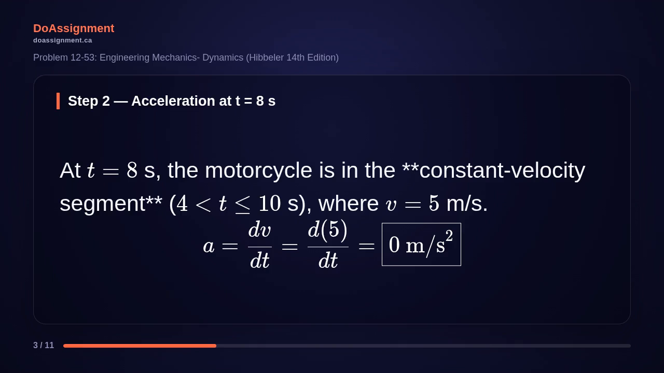At t equals 8 seconds, we are in the flat segment where velocity is constant at 5 meters per second. The slope of a horizontal line is 0, so the acceleration at t equals 8 seconds is 0 meters per second squared.